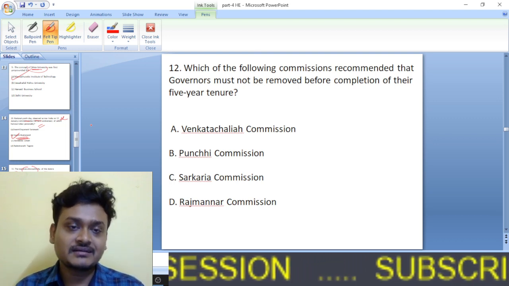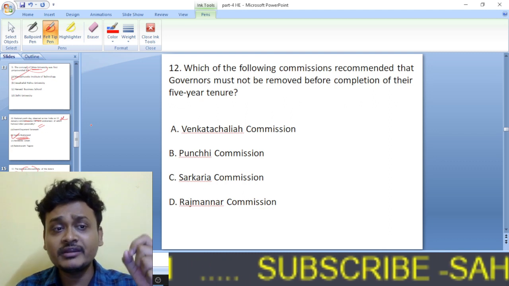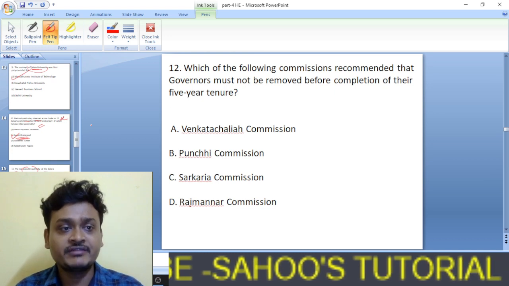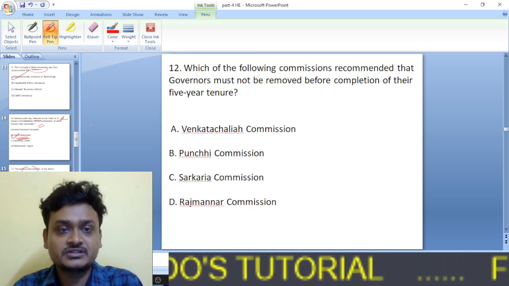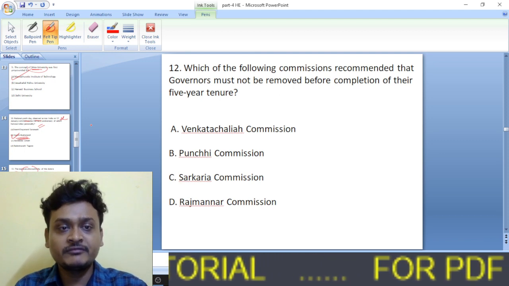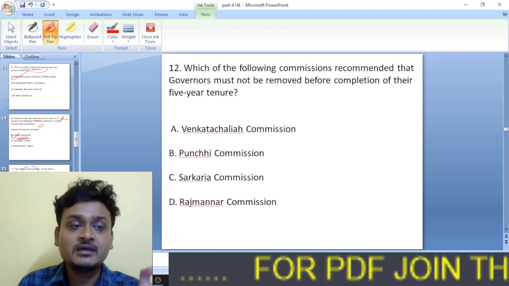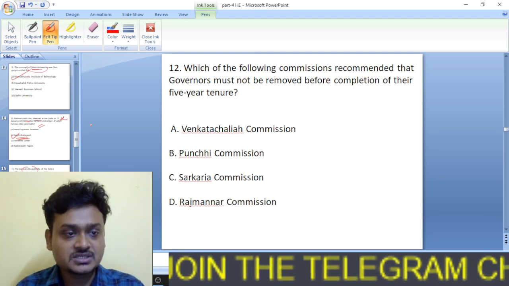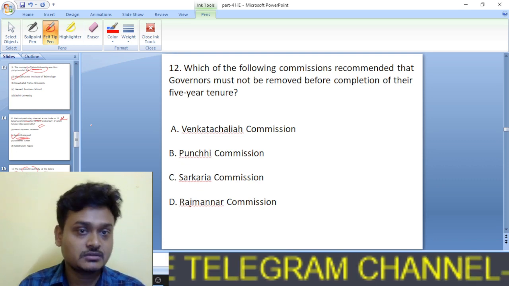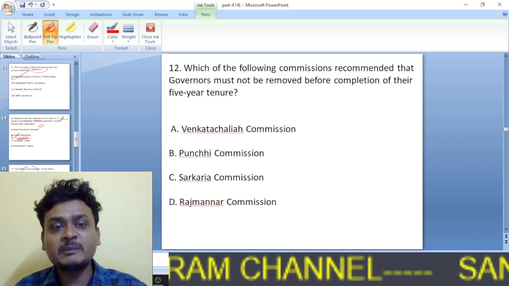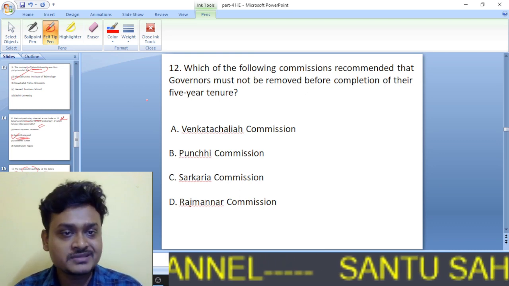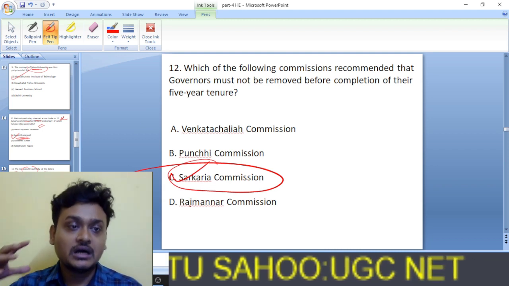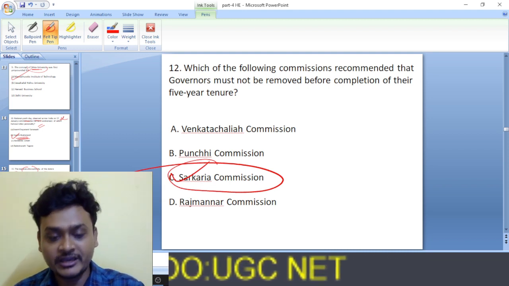Which of the following commissions recommended that governors must not be removed before completion of their 5-year tenure? Your options are Venkatachaliah Commission, Punchhi Commission, Sarkaria Commission, or Rajamannar Commission. So here, governors must not be removed before completion of their 5-year tenure. Which commission recommended this? It was the Sarkaria Commission.